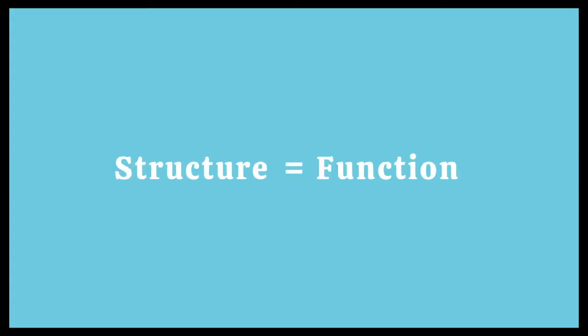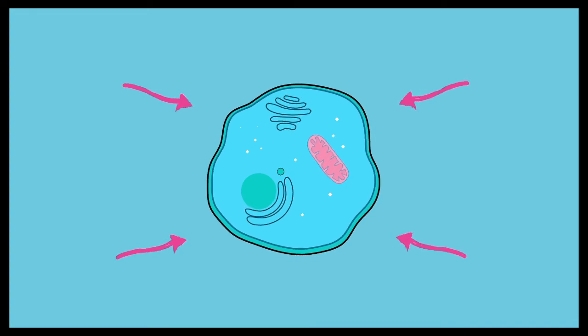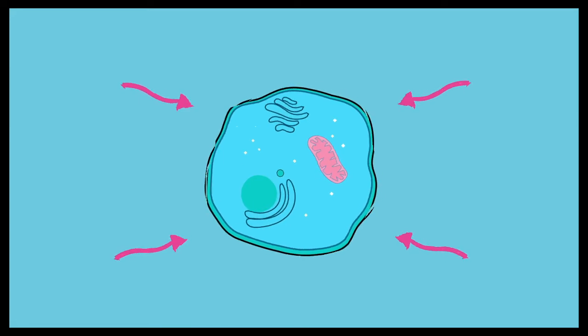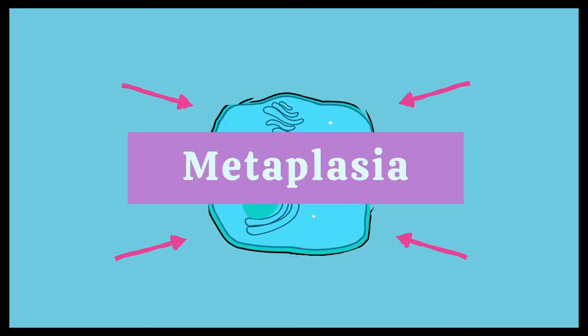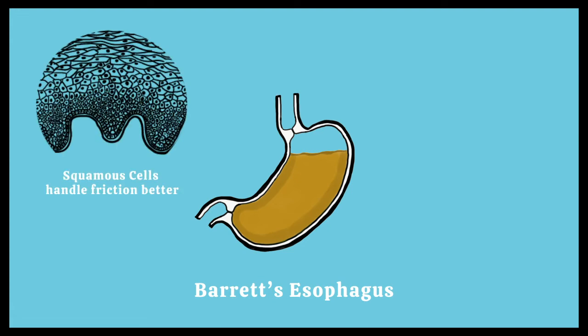The structure and function of our cells are interrelated to each other. Sometimes, when there is a change in the stress, the cells undergo a complete change in their cell types. They do this so they can handle this new type of cellular stress better. This is called metaplasia. Let's take the most used example, Barrett's esophagus. Our esophagus is usually made out of squamous cells because its job is to handle a lot of friction because of the food we swallow.